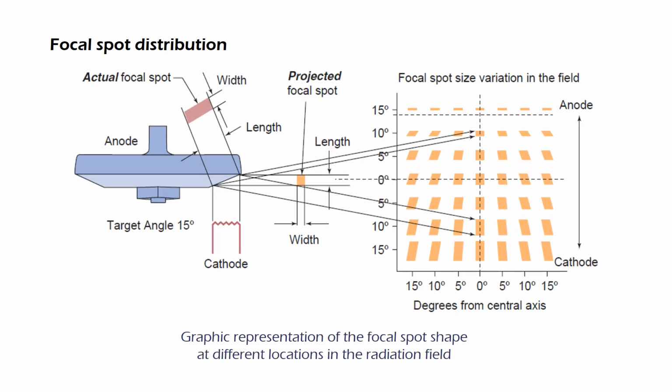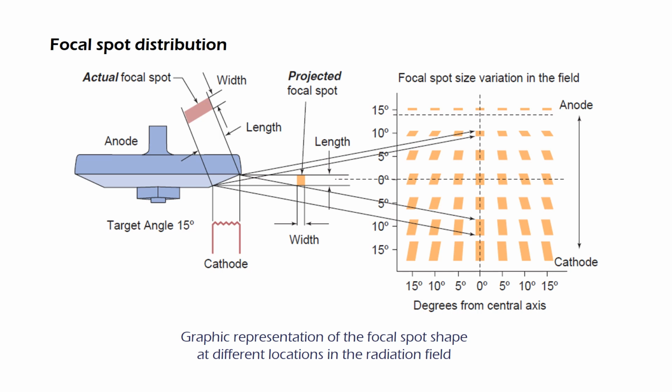Focal spot distribution. The graphic representation of the focal spot shape at different locations in the radiation field is illustrated. Variation of the effective focal spot size in the image field occurs along the anode-cathode direction. Focal spot distributions are plotted as a function of projection angle in degrees from the central axis, along the anode-cathode direction on the vertical axis, and perpendicular to the anode-cathode direction on the horizontal axis.